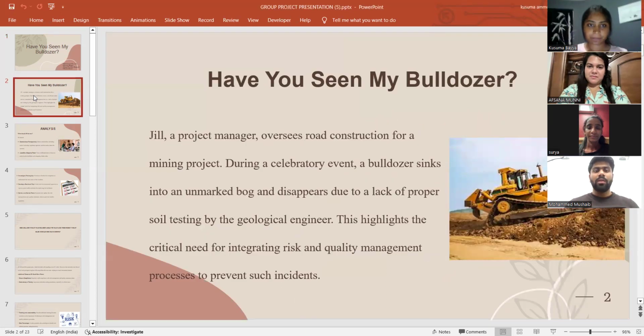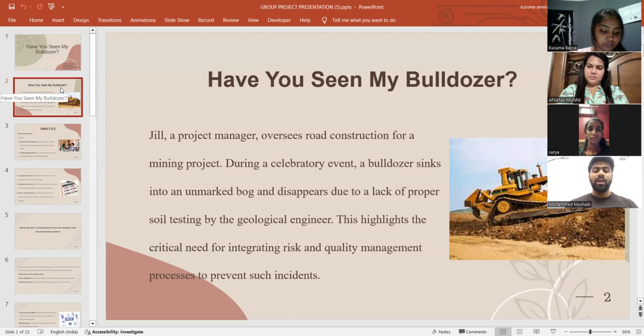Before talking about the analysis, I want to give you a brief about this case study. Jill, a project manager at a mining company, oversaw the construction of a road to a new mine site. During a celebratory event for completing the first phase, a CAT D11T bulldozer sank into an unmarked bog and disappeared. The incident occurred because the geological engineer failed to perform necessary soil tests, relying on a visual assessment instead. The case highlights the critical importance of integrating risk and quality management processes.